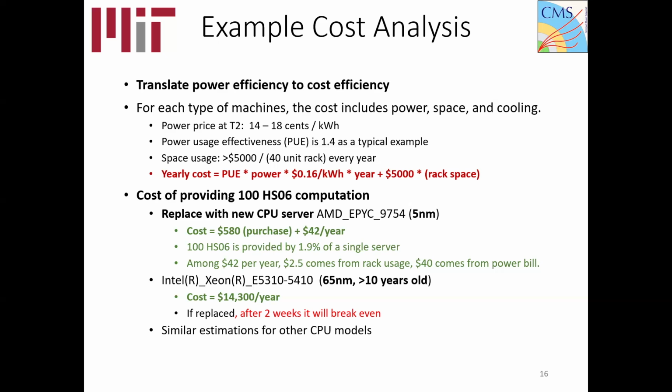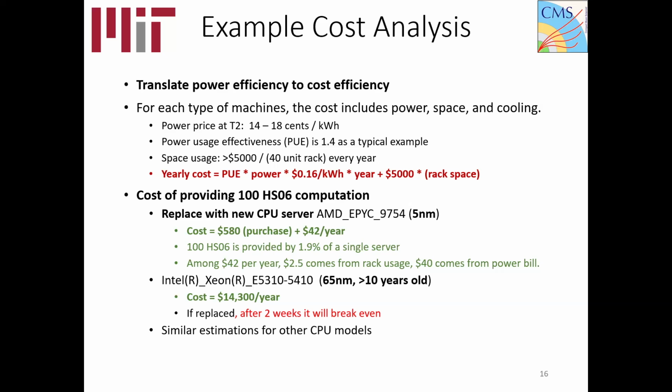As we go to the oldest hardware, which is a 65 nanometer process node, this cost is extremely high, which is $14,000 for 1 year of operation. If we replace this with the newest hardware, then we only need to wait for 2 weeks before the site starts to save money. So if we use a stronger word to describe this, then keeping them running is already a sin.